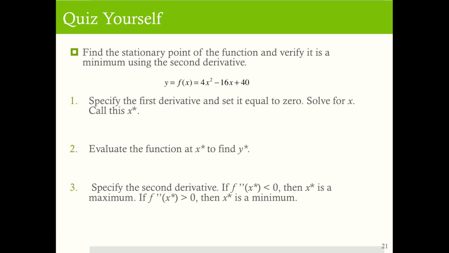Quiz yourself. Find the stationary point of the given function and verify it as a minimum using the second derivative. The function is y is equal to 4x squared minus 16x plus 40. Follow these steps. Pause the video and try this on your own.